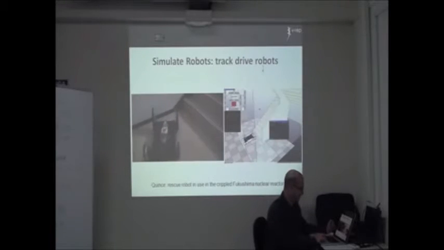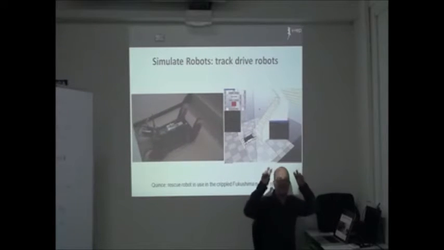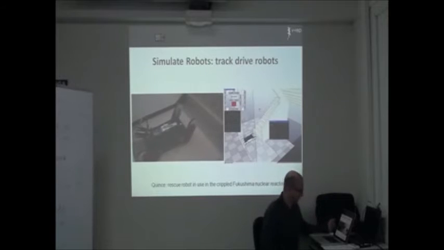And this is a track vehicle. This is actually Queens, the robot Andres introduced briefly. The first Japanese robot. It was a little bit French because I wasn't part of the team, but they would not say that. It's a Japanese robot that is in Fukushima.